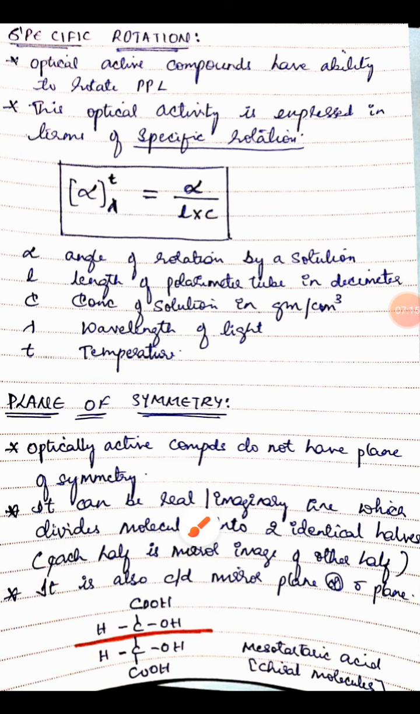A plane of symmetry can be a real or imaginary line which divides the molecule into two identical halves, each half being the mirror image of the other. It is called a mirror plane or sigma plane. Meso Tartaric acid has a plane of symmetry, hence it is not an optically active substance. So, it should not have a plane of symmetry.